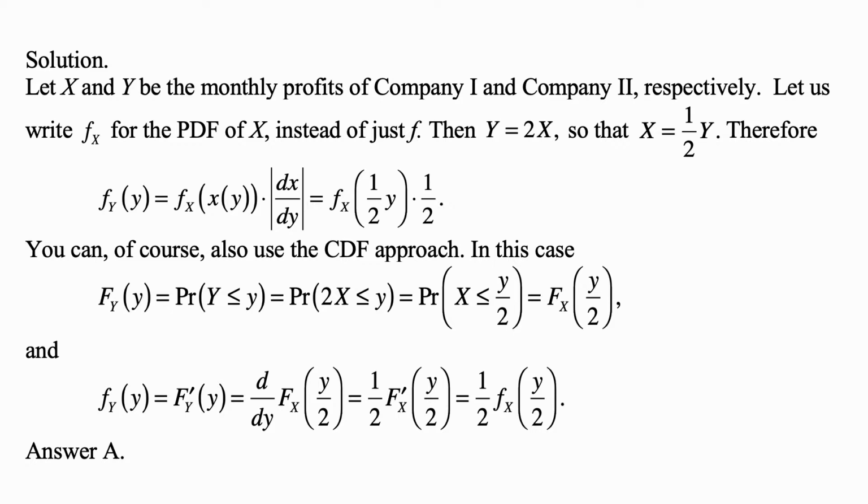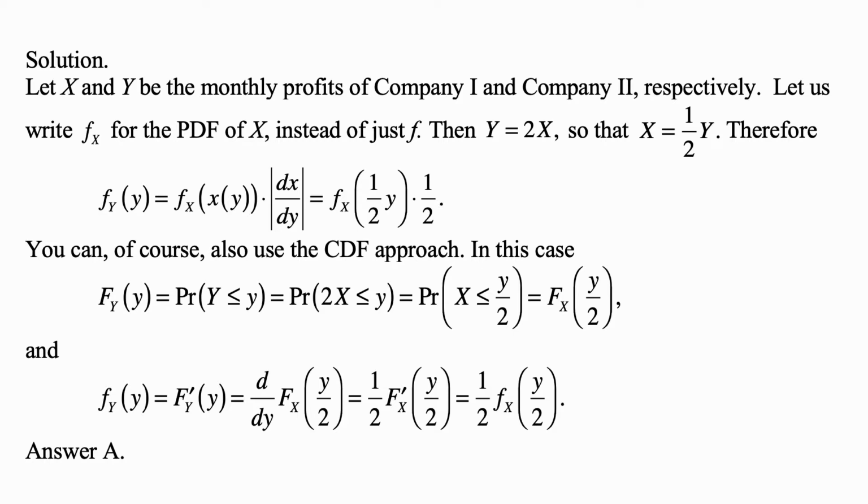Now you can, of course, also use the CDF approach. So F sub y of y is the probability that Y is less than or equal to y, which is the same as the probability that 2X is less than or equal to y, which is the same as the probability that X is less than or equal to y over 2, and that's F sub x of y over 2. Therefore the derivative of it, which is the density of y, is the derivative with respect to y of F sub x of y over 2. It's a composite function.